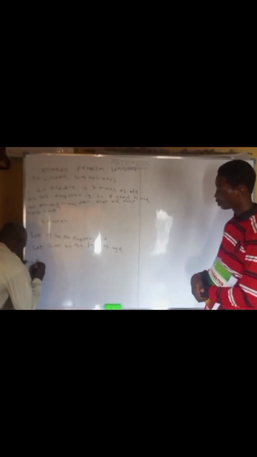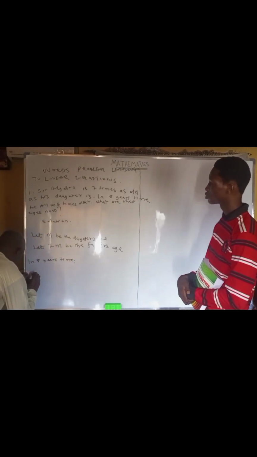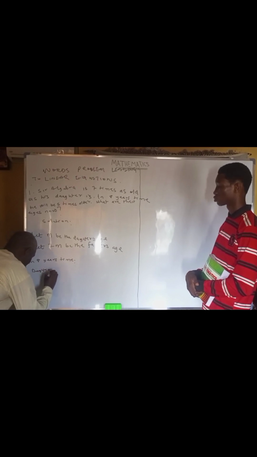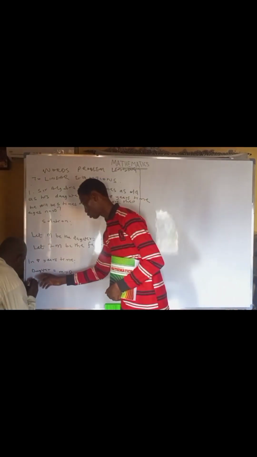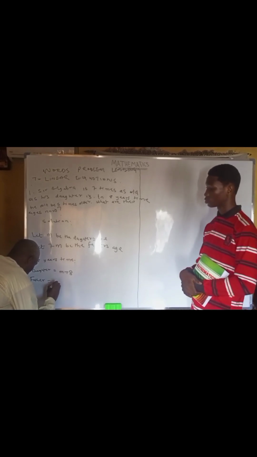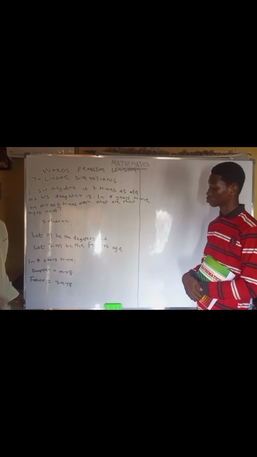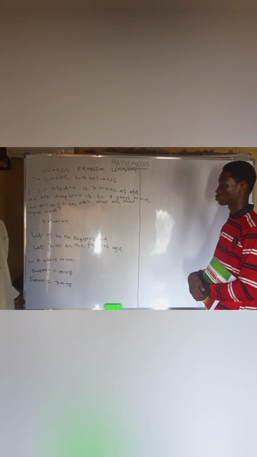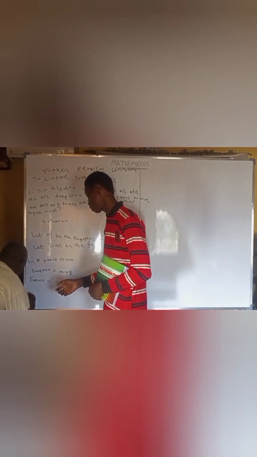In 8 years time, the daughter will be equal to m plus 8. Then the father will be equal to 7m plus 8. But the father's age in 8 years time will be 5 times the daughter's.